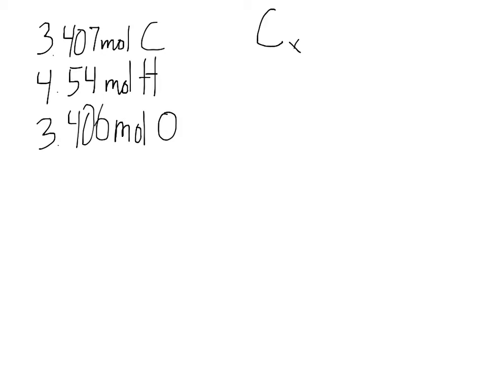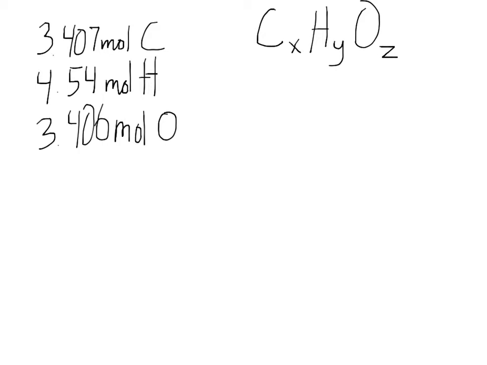And then remember, this is the empirical formula right here. I was about to put a Z. That's supposed to be an oxygen. There's the Z. Now that we just found the corresponding moles, this 3.407, 4.54, and 3.406, this is the mole ratio now. So basically, this number right here, that's X. This number right here, that's Y. This number right here, that's Z.